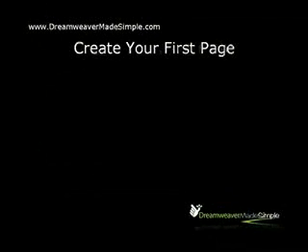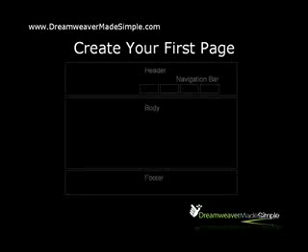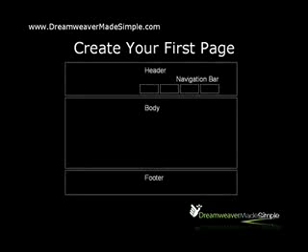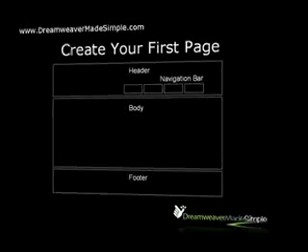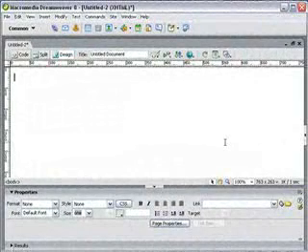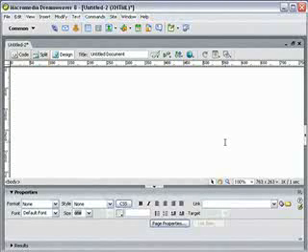Now that we've set up your website in Dreamweaver, it's time to get started creating your first page. Now you remember in our first video we created that wireframe. Well, now we're going to take that wireframe and recreate that same layout in Dreamweaver. Let's take a look at how to do that using Dreamweaver. One of the simplest ways to lay out our pages in Dreamweaver is to use tables. So I'm going to show you a quick and simple way to create the equivalent of that wireframe using tables.